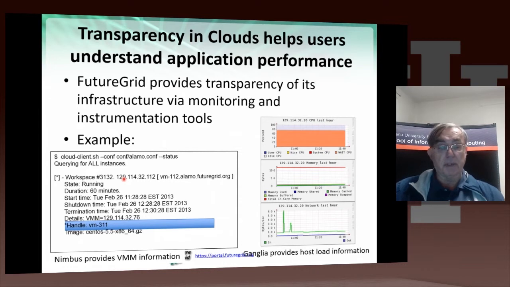And here we have Nimbus and Ganglia providing information, which you can use to see what happens to the load on your nodes and things like that, and what is the status, the actual images that you have in your environment, because you can have an image and it may not actually be running. So these are distinct monitoring capabilities.